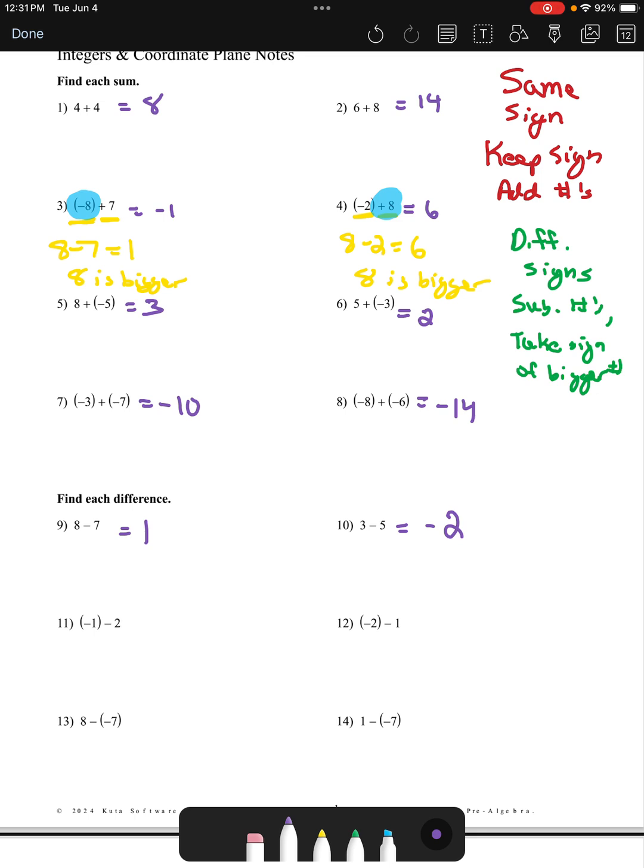In number 11, we have negative 1 minus 2. So looking at our notes from yesterday, same sign. They're both negative. It's a negative 1 and a negative 2. Keep that sign and add the numbers. So we keep it negative. 1 plus 2 is 3. In terms of the number line, this is start at negative 1 and then take 2 steps left.